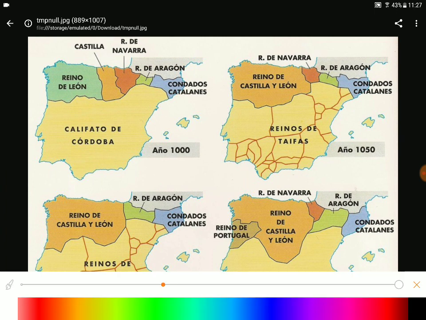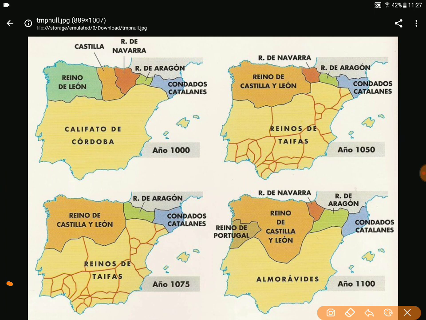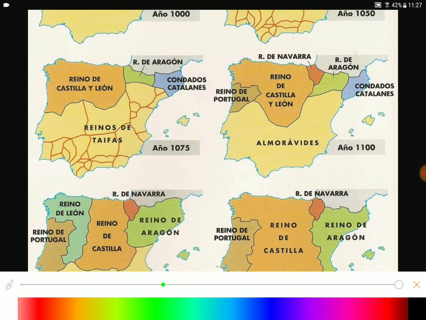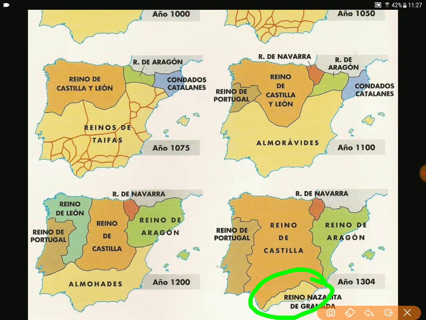And now we are going to study what happened in the north, here. What we call the Christian kingdoms. From the beginning till the end, that it's here, when the only part that we have is the Reino Nazarí de Granada. So from the beginning, when almost all the Iberian Peninsula is Al-Andalus, till the end, around the 15th century, when the Reyes Católicos took control of the old Iberian Peninsula.